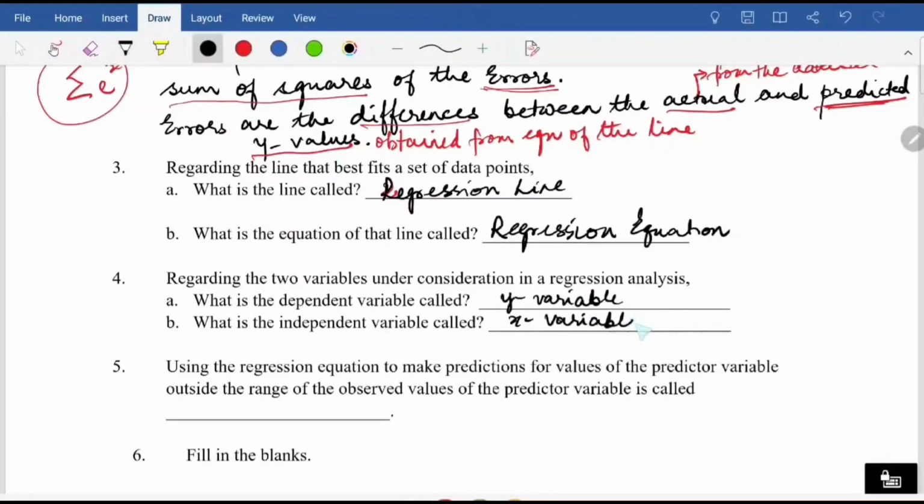All right, the x is called the independent variable because you can plug in any value for x into your regression equation and you will come up with a value of y. Now, y is dependent on the specific value you choose for x. So that's why y is termed the dependent variable.